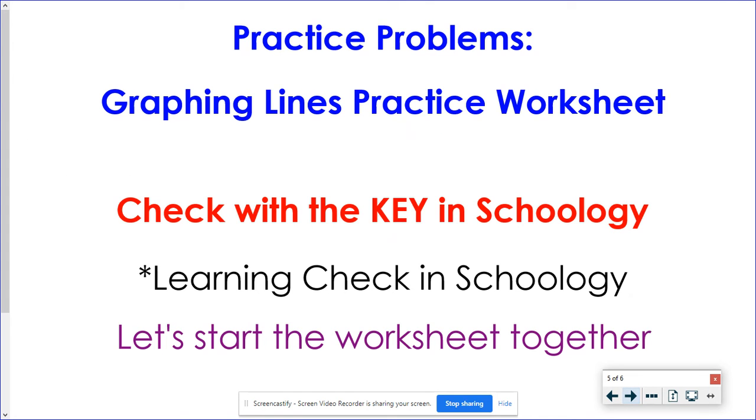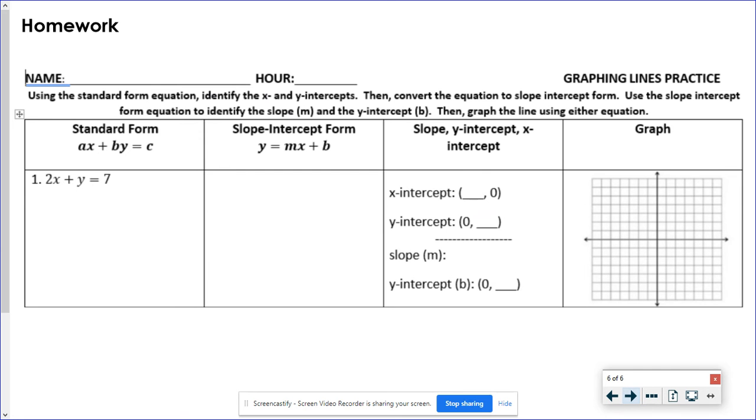So today, we're going to be doing this worksheet. Says graphing lines practice worksheet. The answer key is in Schoology. There is a learning check in Schoology, but I want to do the first problem from the worksheet together with you right now. So what's going to happen here is I'm going to give you equations in standard form. So we want to find the x and the y-intercept from that. I also want to get slope-intercept form from that and get all of my information in that third column and then finally be able to graph this.